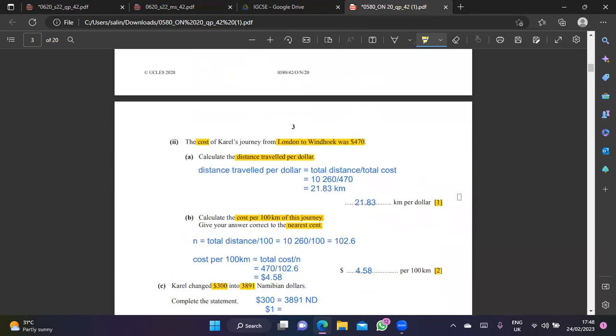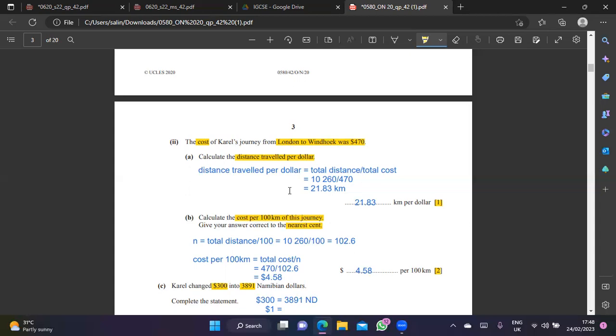All right. Again, algebra. Part 2. The cost of Carol's journey from London to Windhoek was $470. So you underline cost, that's a keyword, and London to Windhoek, 470. Calculate the distance traveled per dollar. They ask you to calculate travel distance per dollar.